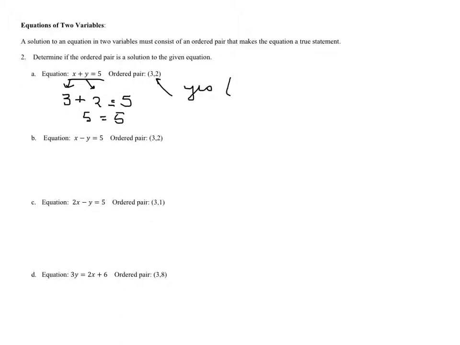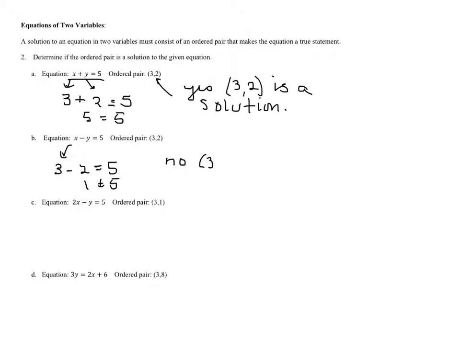3, 2 is a solution. Great. So let's look at the next one. 3 comma 2. Again, I'm going to pop 3 in for x, 2 in for y, and obviously 1 does not equal 5, so no. 3, 2 is not a solution. Okay? And now let's do the next one.